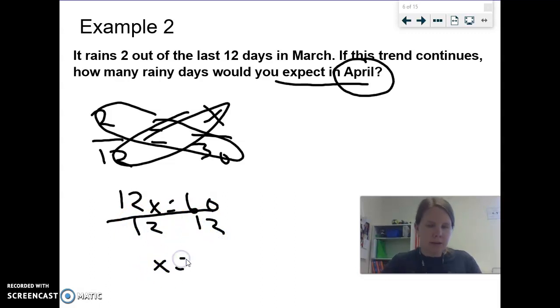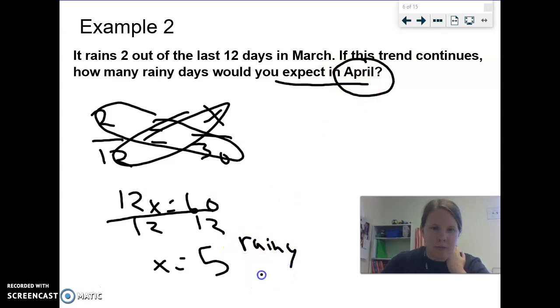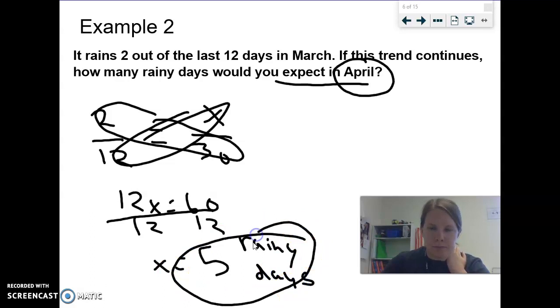I'm going to grab my calculator here. I think that's going to be 5, but I want to make sure. Yep, it is 5. So what can you expect in April? I would say 5 rainy days, if this trend continues.